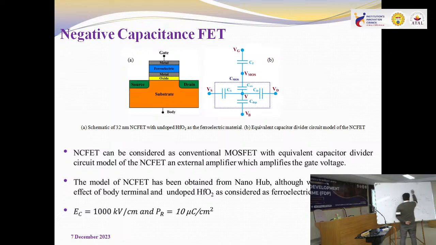And similarly, AD is the drain coupling factor. This is nothing but CD upon mod of CF minus CMOS. So there is a lengthy derivation. I am not going for the derivation, but VMOS is AG VG plus AD VD.